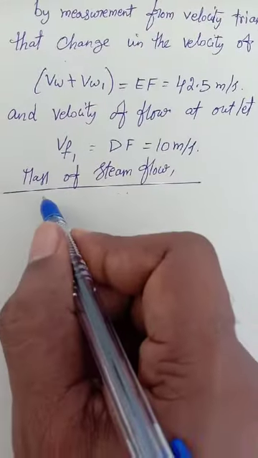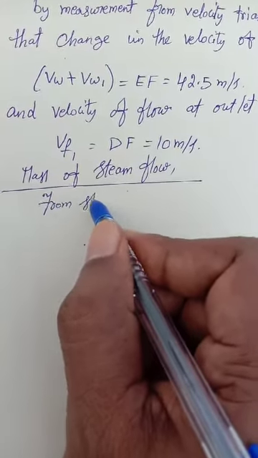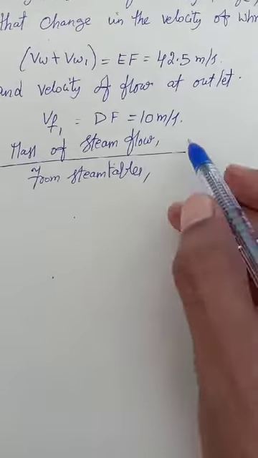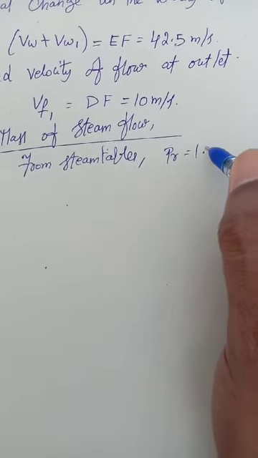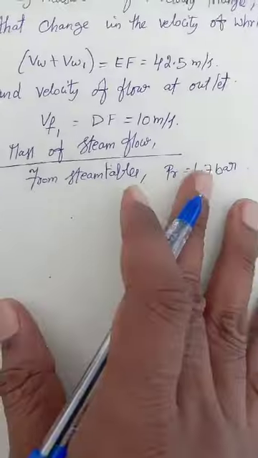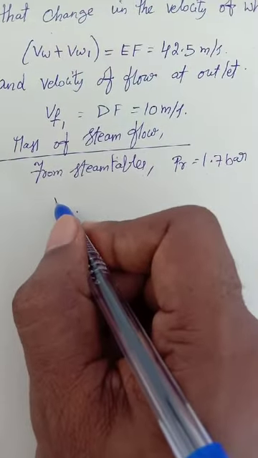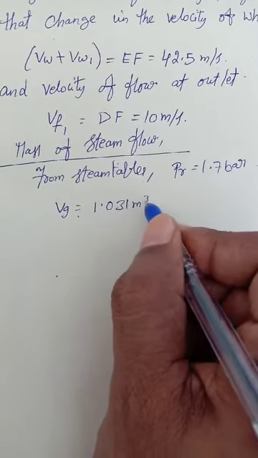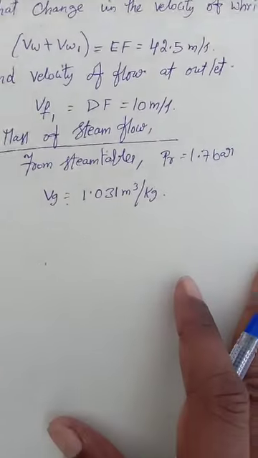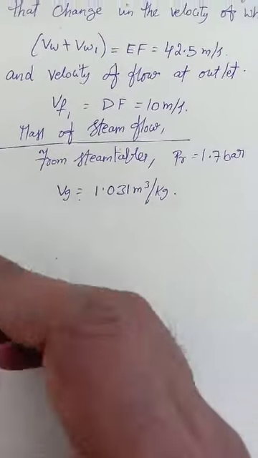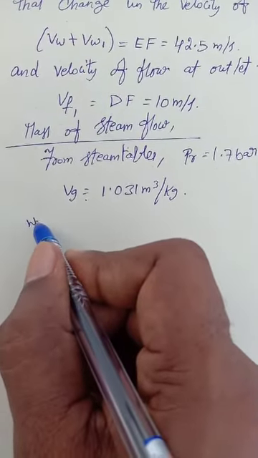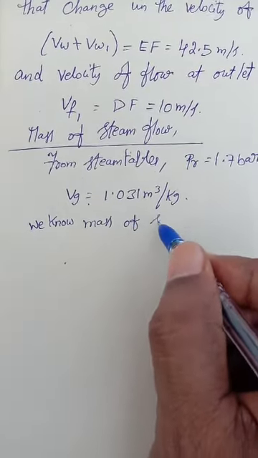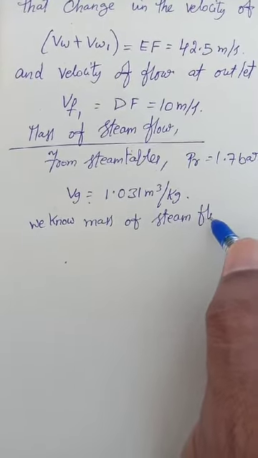So the mass of steam flow, from steam tables, corresponding to a pressure of 1.7 bar, we find that the specific volume of steam Vg is equal to 1.031 meter cube per kg. Okay, we take this value. So now we know the mass of steam flow.